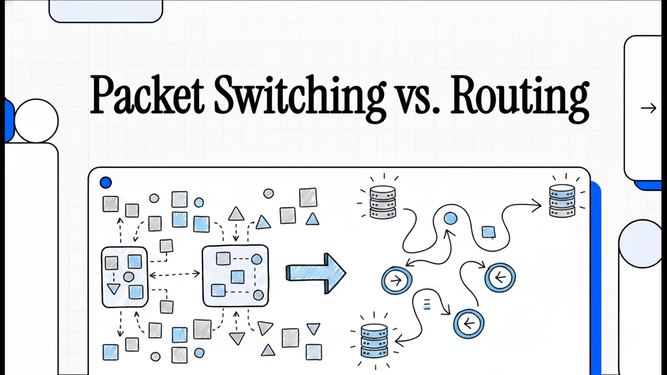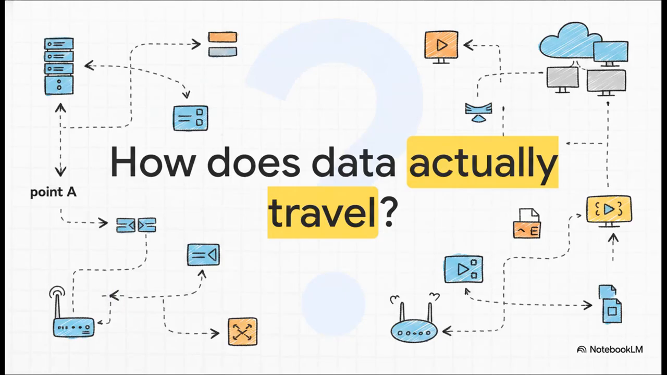I am absolutely thrilled you're tuning in today because we're going to demystify something literally foundational to the digital world we all live in. We're looking at the invisible mechanics of the internet. Specifically, we're breaking down two concepts that are constantly working behind the scenes to make our connected lives possible: packet switching and routing. So how does data actually travel from point A to point B? It seems like a simple question, right?